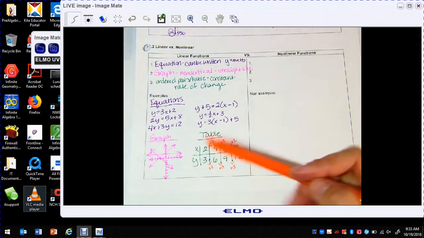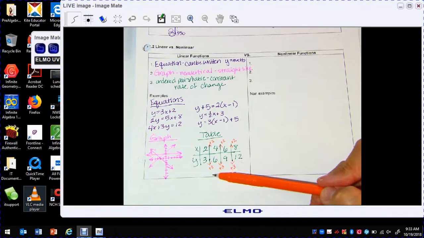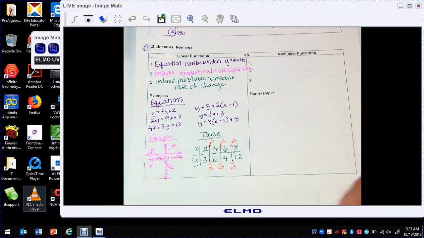This really just gives you your slope. It's the rate of change of the y over the rate of change of the x, so 3 over 2 would be my slope for that. Therefore, it's linear. Okay, so now let's talk about nonlinear functions, okay?